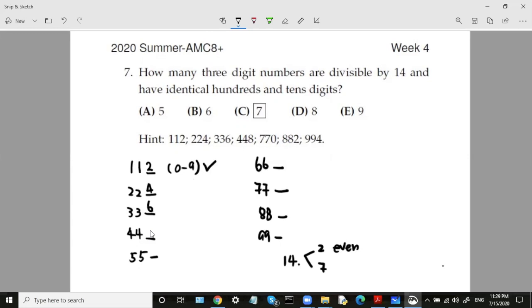336, 448. But for the 550s, we only have 553 divisible by 7, which is not an even number, so it's not a multiple of 14. So this one, no. These are 4. And 665 is also not an even number, so it's not. So 770, 882, and 994. So we have 1, 2, 3, 4, 5, 6, 7. So total 7 numbers. The answer is C then.